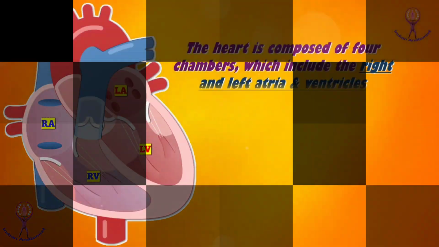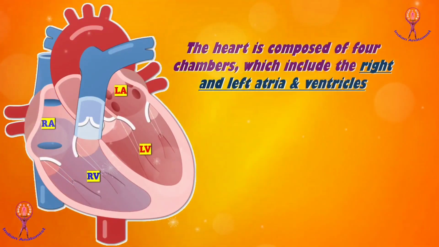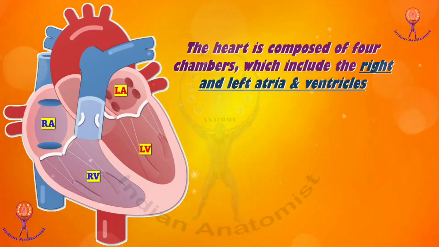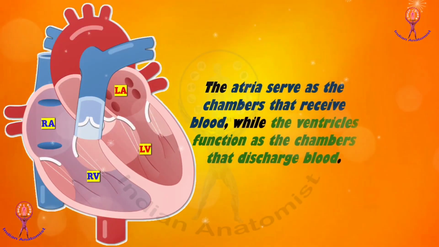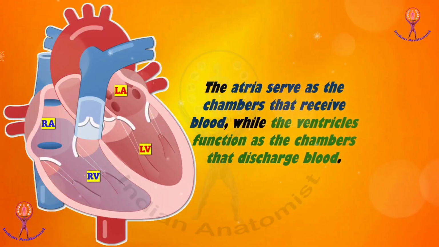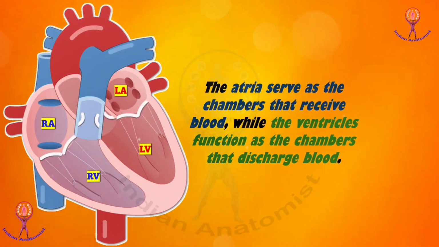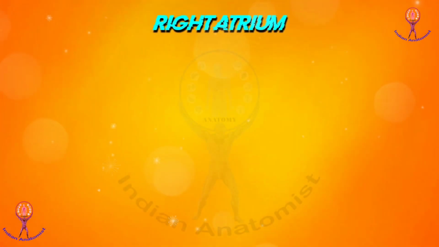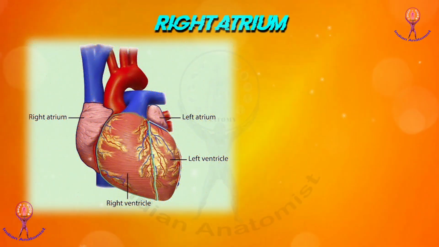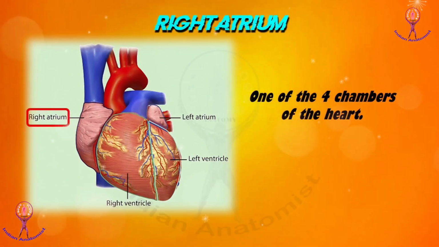The heart is composed of 4 chambers, which include the right and left atria and ventricles. The atria serve as the chambers that receive blood, while the ventricles function as the chambers that discharge blood. Now coming to today's topic. The right atrium is one of the 4 chambers of the heart.